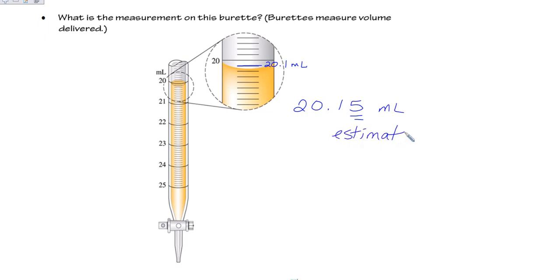And again, I don't care what it is as long as it's reasonable and it's there. If your buddy said 20.14, 20.16, I can live with it. That is fine. But it's very important to take that estimate. That'll affect how we can use this in calculations. And it also tells us the precision of the measuring tool that we were using. So very important to remember. Burettes read volume delivered. So they're kind of backwards.